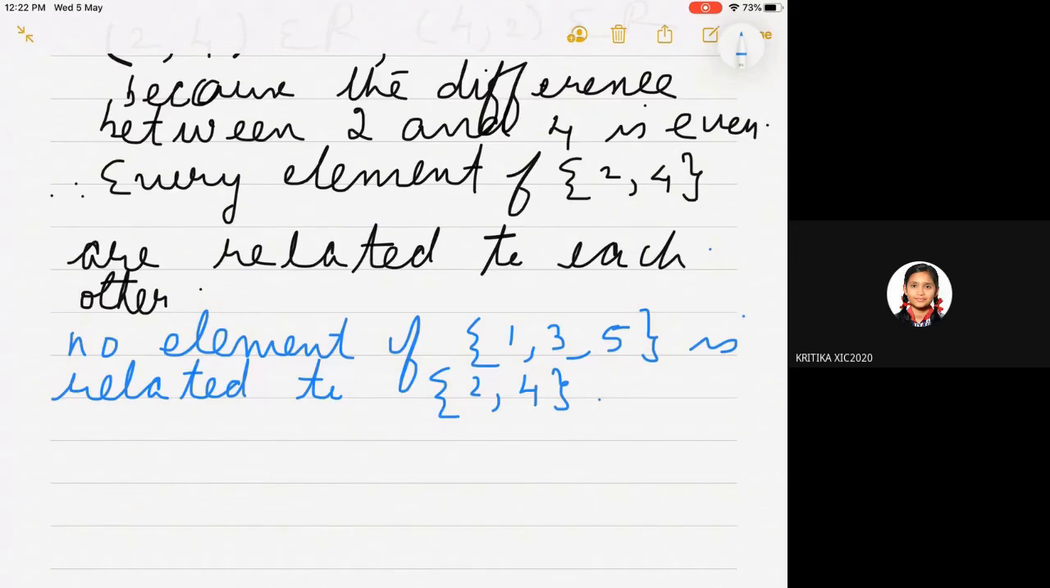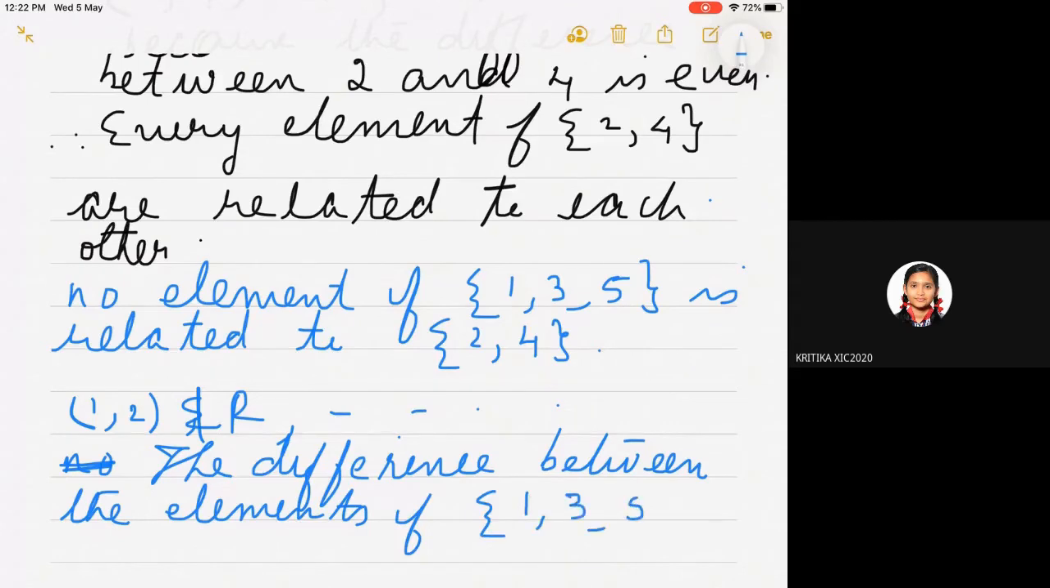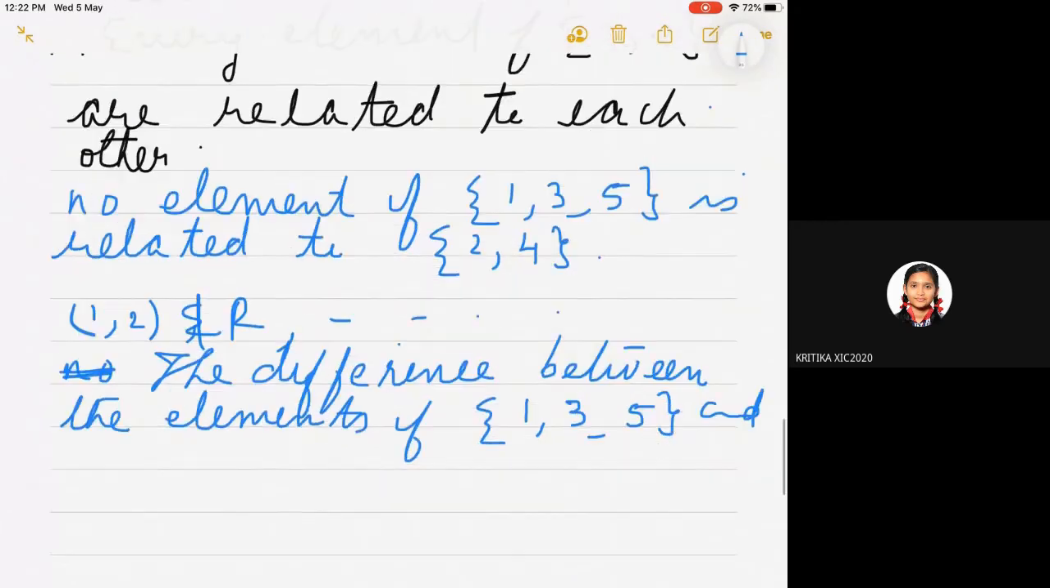Or in other words, you can write like this: 1 comma 2 is not an element of R. So the difference between the elements of 1, 3, 5 and set 2, 4 is not even. So these corresponding ordered pairs won't be there in R. So they are not related to each other.